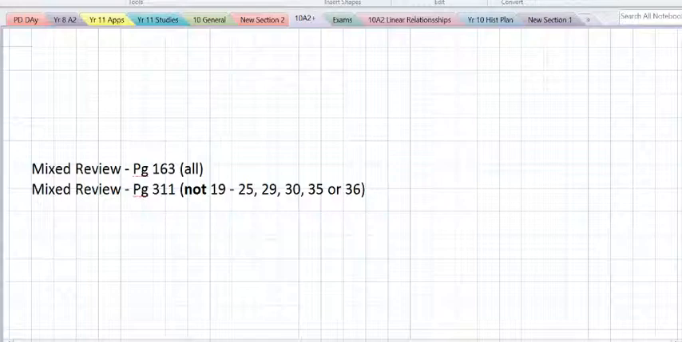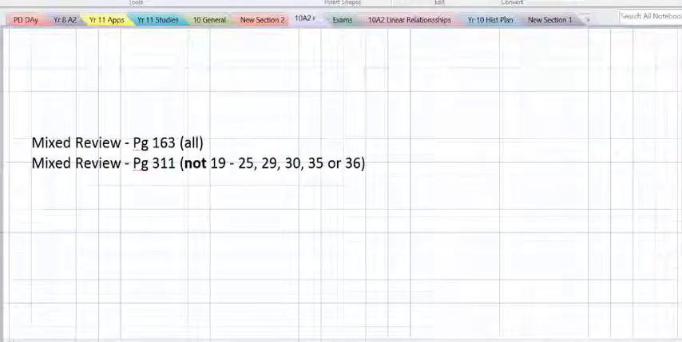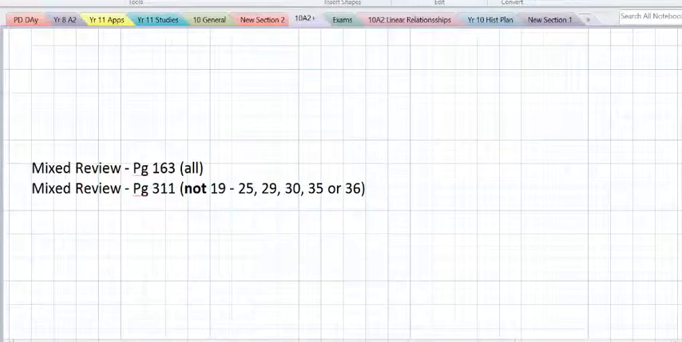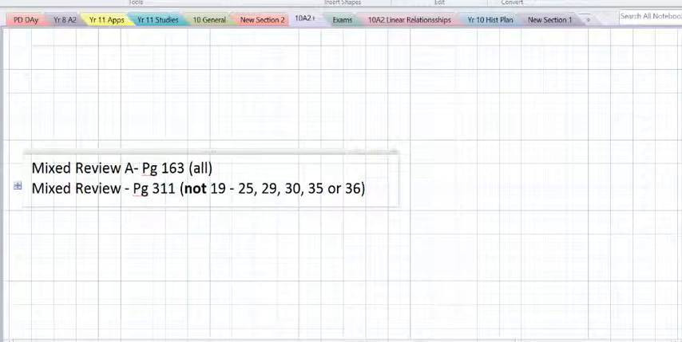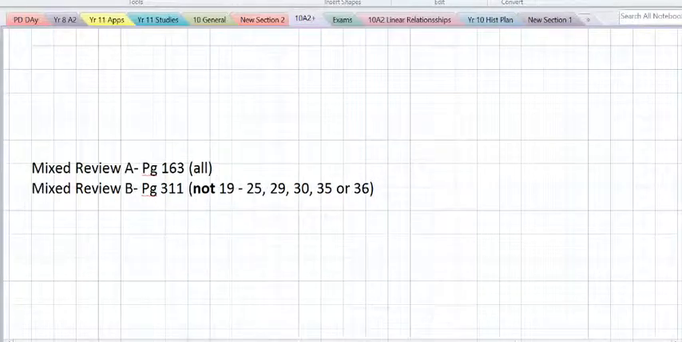What I've got on the board is the 2 mixed reviews. So each mixed review covers a couple of topics. Mixed review A is the first one, and mixed review B is the second one. We don't do all of mixed review B simply because we haven't done all those topics yet, but those will be your best source of practice questions, okay?